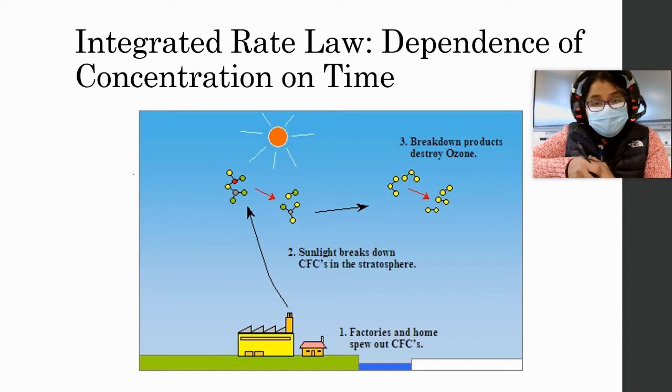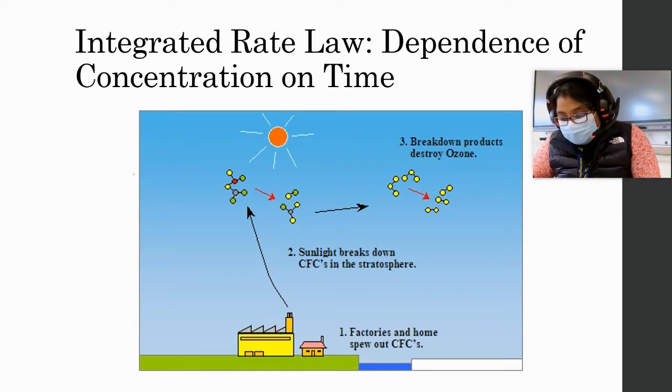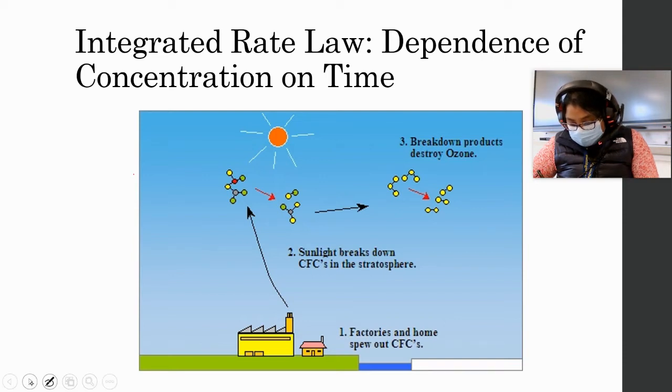So this is where integrated rate laws come in. You can calculate, based on the concentrations, how long it's going to take to break down those reactants into products. Like 20 years, 50 years, who knows? This is where integrated rate laws are helpful for predictions like that.